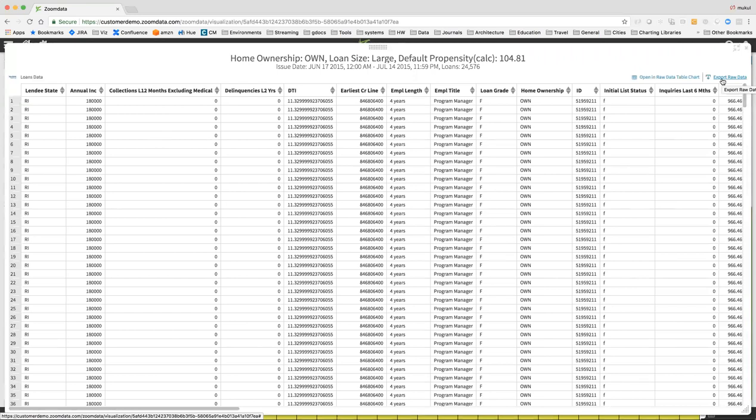So in summary, what you've seen in this demo is the ability of Zoom Data to help explore extremely large data sets in a meaningful fashion, without having to think about the questions that need to be asked up front, and to be able to do so in a very intuitive and easy to use fashion.